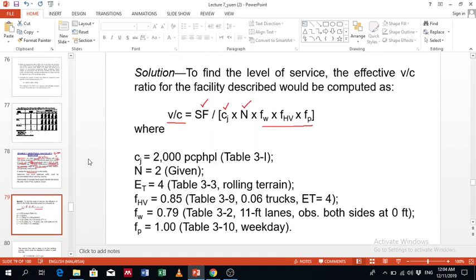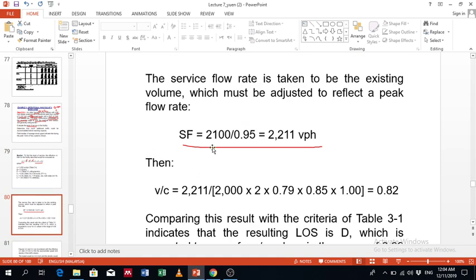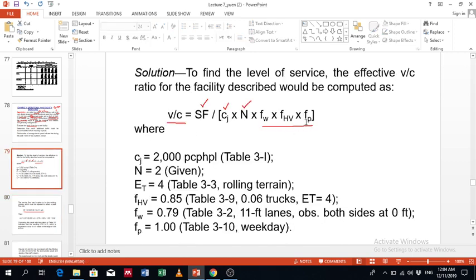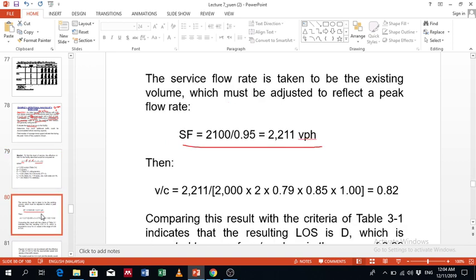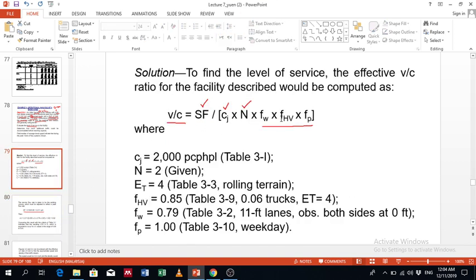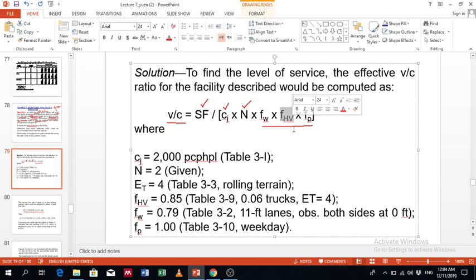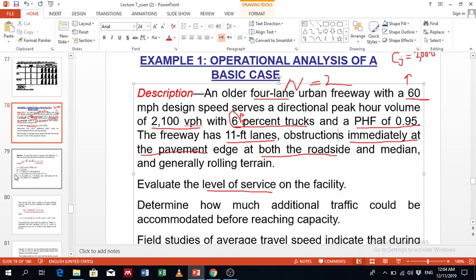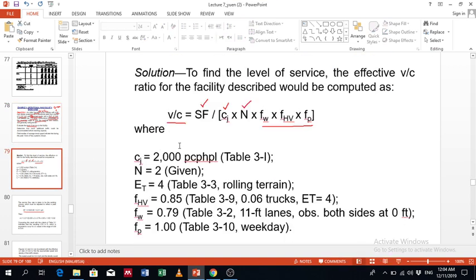All right, here we go. So we found it here, 79%. The other one you need here was F_P for population, which we consider as 1, and the only challenging one was for heavy vehicle. But here it is very easy. Why? Because they just mentioned that we have 6% trucks, only trucks.